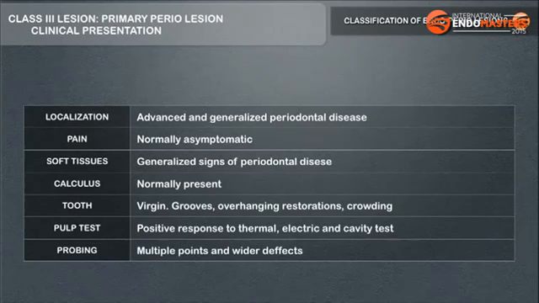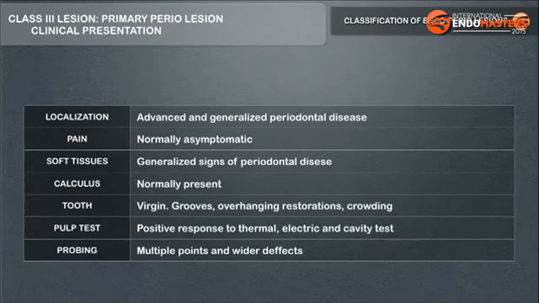Soft tissue normally reflects generalized signs of periodontal disease, such as recession, swelling, probings. Calculus is normally present and congruent with the amount of periodontal destruction. Tooth normally shows no caries or minimal restoration. Local factors such as grooves, enamel cervical projections, overhanging restoration or crowding may be present.